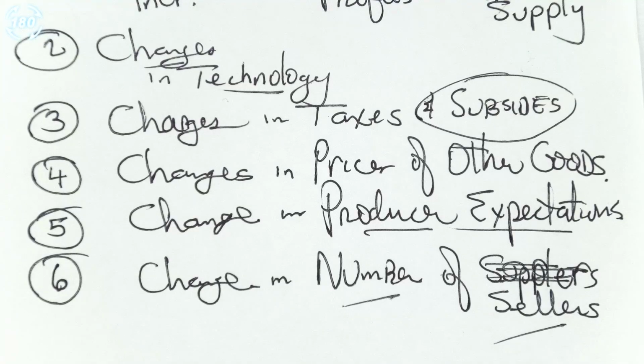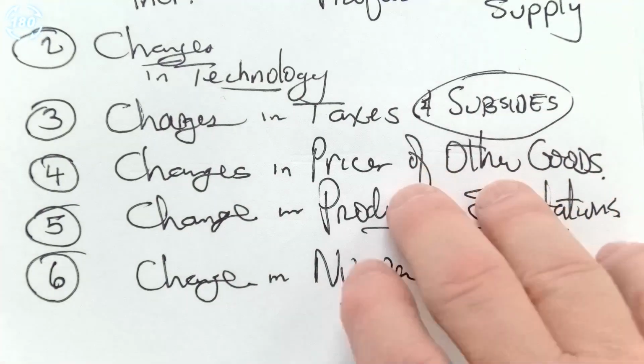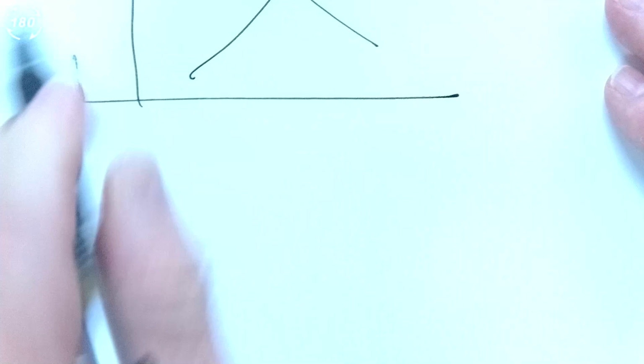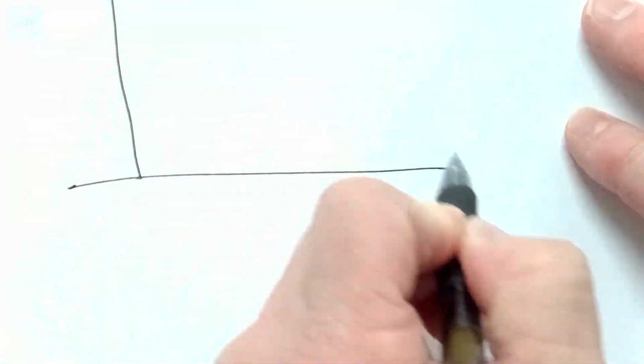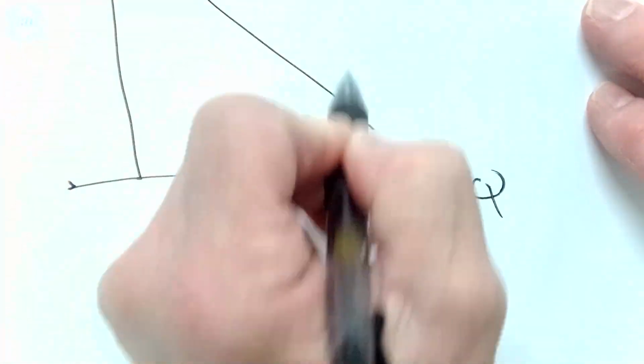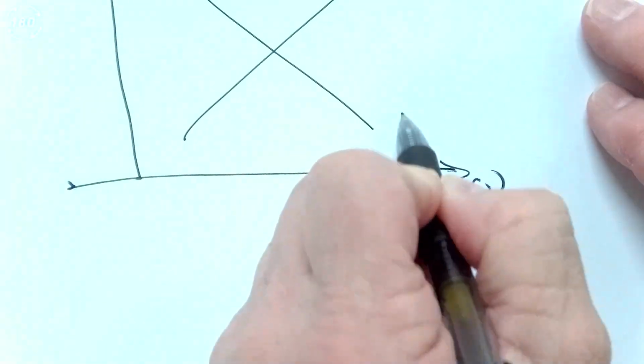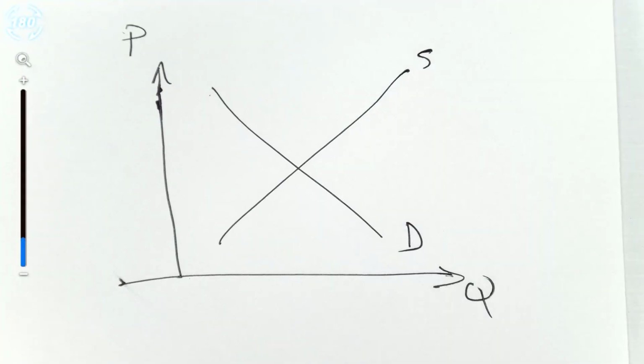So what we've done here is produce a model that will explain the market value for a good. Let me try it again here, class. You've got price and quantity, supply and demand. There are our two curves, supply and demand, with price on the vertical axis and quantity on the horizontal axis.